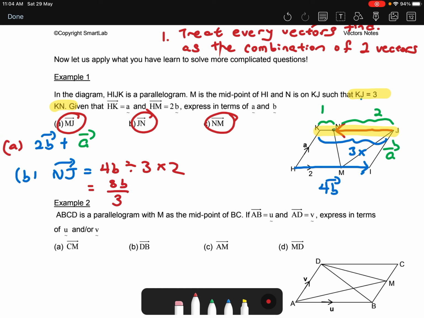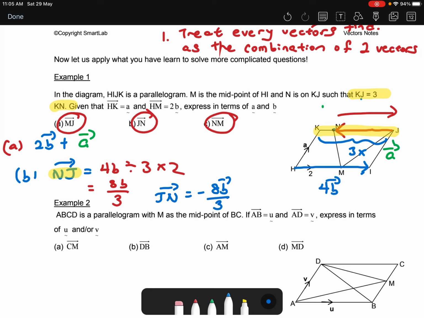But notice that I want JN, not NJ. NJ is pointing in this particular direction, but I want the opposite direction. You simply put a negative sign. That will be your answer. So JN will be equal to negative 8b over 3.